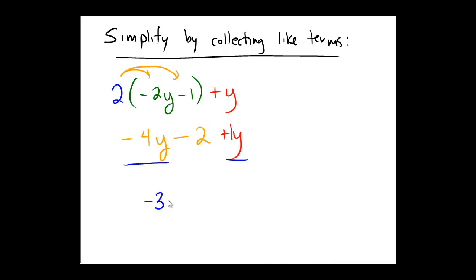So we get negative 3 copies of y, and the minus 2 is not touched, so nothing combines with it. The final answer is negative 3y minus 2.